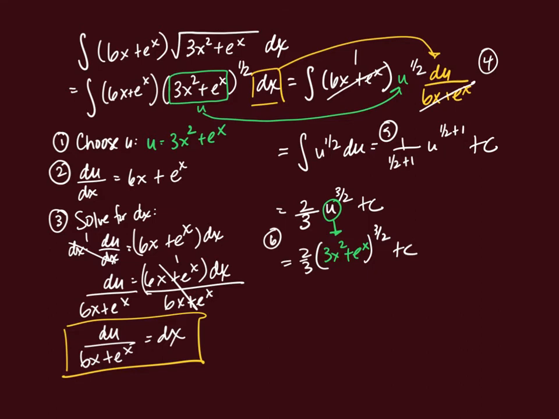Okay. So here in the process of rewriting my radical as a rational exponent, I could see that I had an inside, which was 3x squared plus e to the x, and a quick inspection noted that its derivative was 6x plus e to the x. That's perfect. That's exactly what I'm looking for in my u.